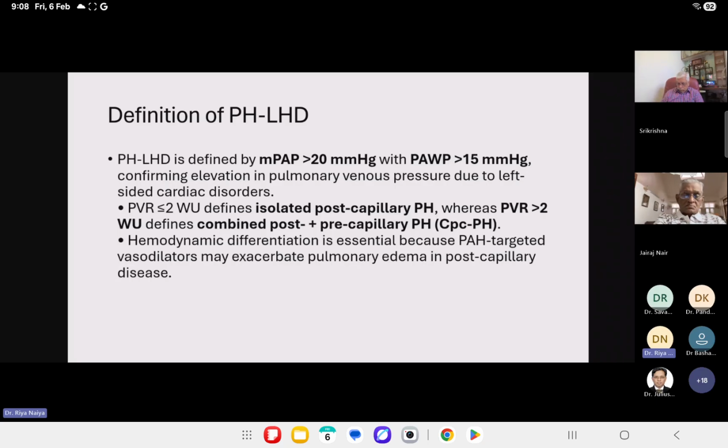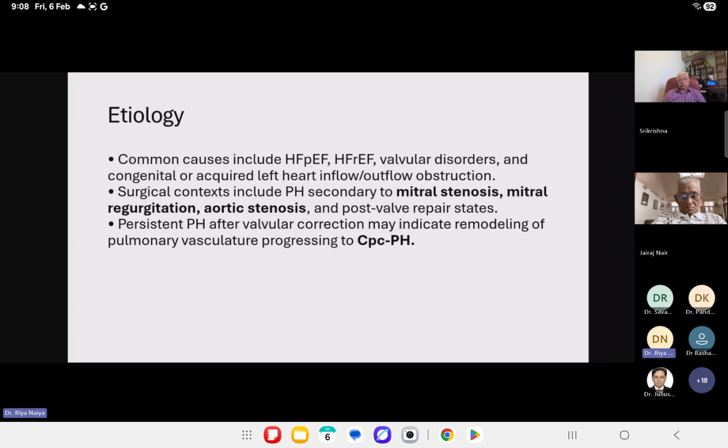Hemodynamic differentiation is essential because PAH-targeted vasodilators may exacerbate pulmonary edema in those in whom there is already post-capillary disease. The common causes are going to be heart failure with preserved and reduced ejection fraction, valvular disorders, and congenital or acquired left heart inflow-outflow obstructions. Surgical contexts include PH secondary to mitral stenosis, mitral regurgitation, aortic stenosis, and post-valve repair states. Persistent PH even after valvular correction may indicate that remodeling of the pulmonary vasculature has already taken place. Thereby, it is going to be a case of combined pre- and post-capillary pulmonary hypertension.